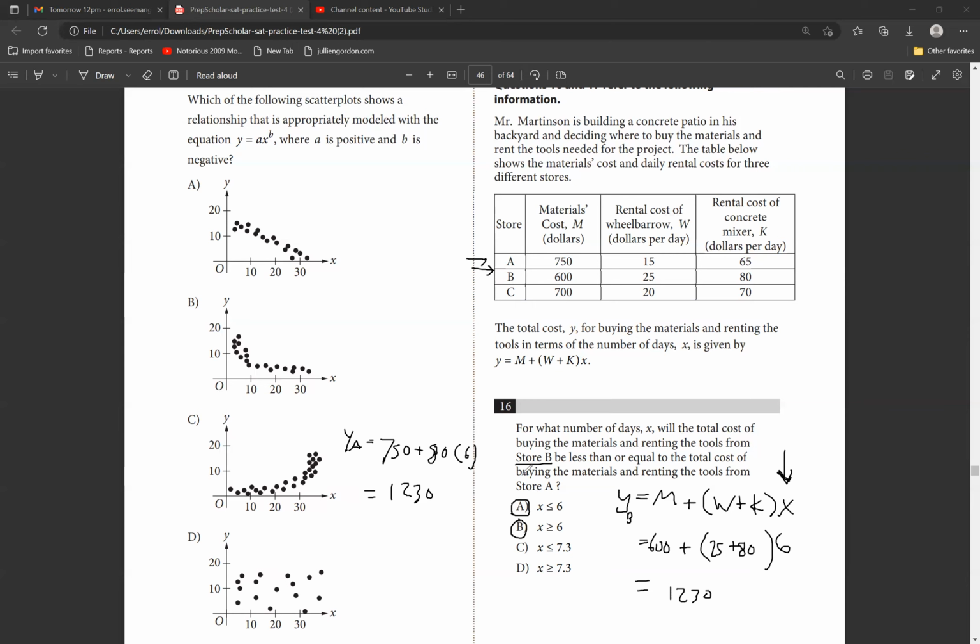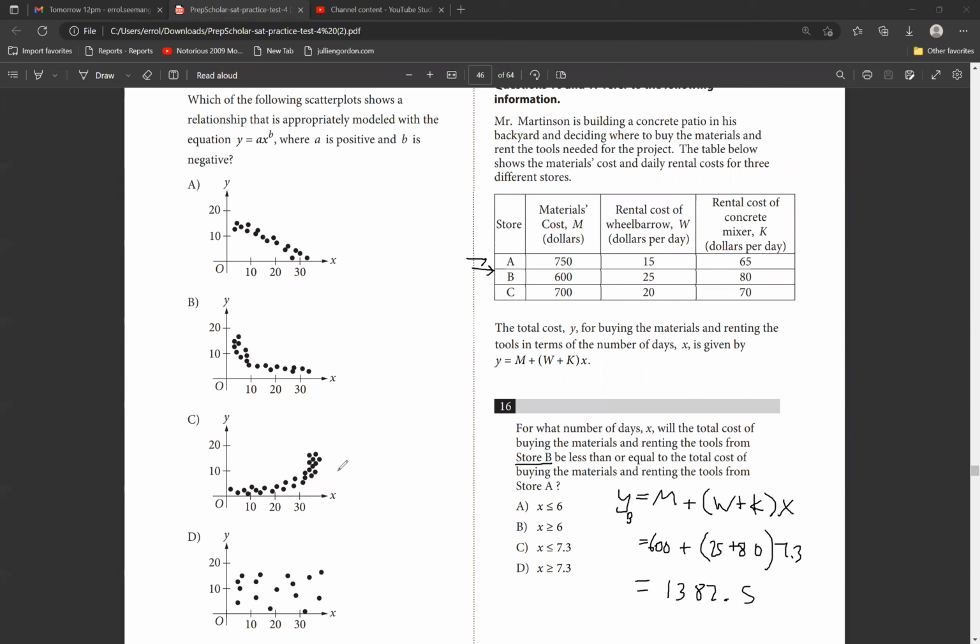Okay, so let's do the same thing for 7.3. All right, so if this is 7.3, this is 80. So if this is 7.3 here, what does that work out to be? 105 times 7.3 is 787.5. Now add the 600. That's 1,387.5. All right, now that's B.